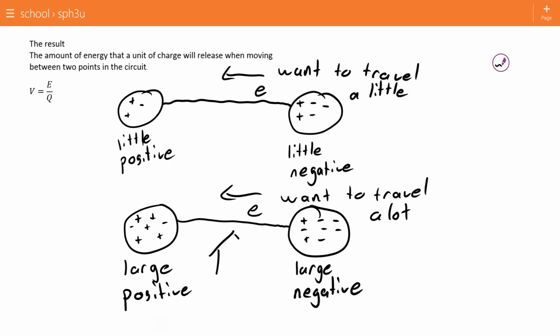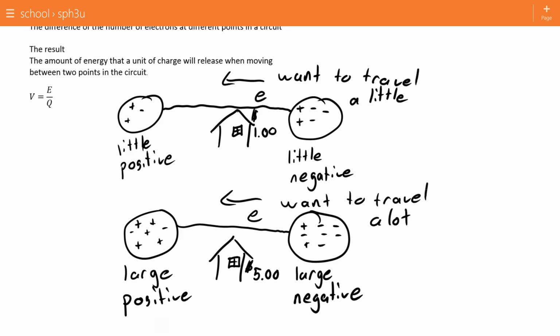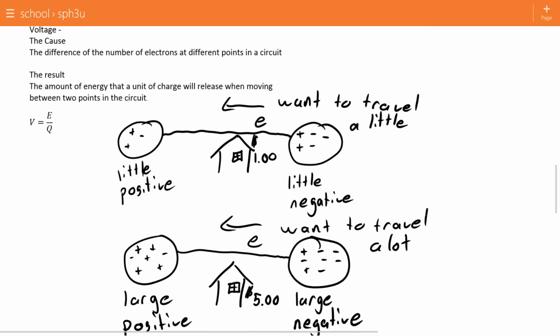Now imagine our toll booth situation again, and we can imagine how much we could charge this electron to get from one side to the other side. Here maybe we could charge them $1. And here maybe, because they want to go more, we could charge them something like $5 without them complaining. This is a situation of a small voltage.